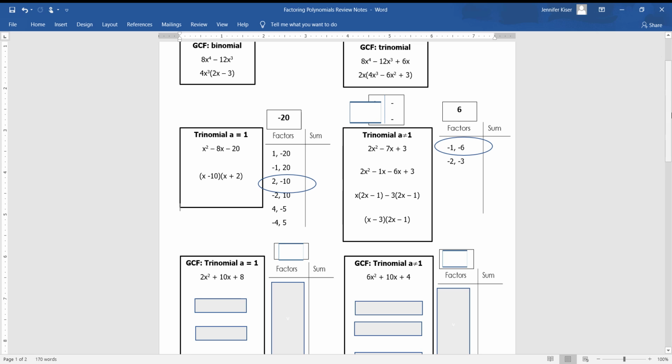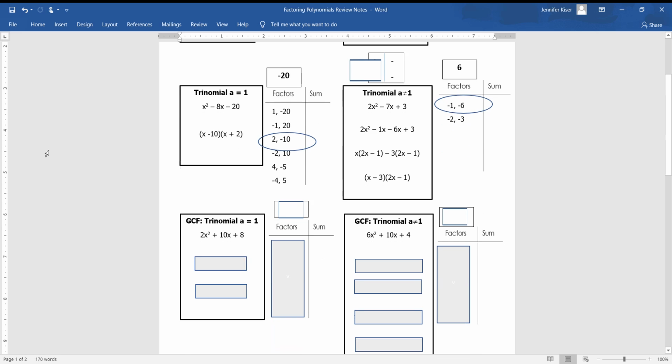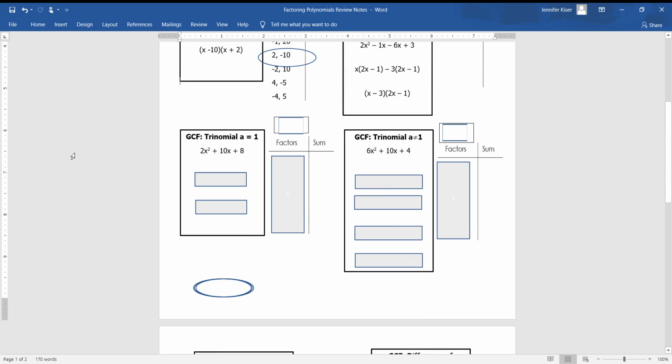And then for the next one here, when you check to see if there's a GCF to factor on this next one, there is going to be a GCF here. So if you look here, 2x squared plus 10x plus 8, your GCF here will be a 2. So you can go ahead and factor out a 2 from all those then.